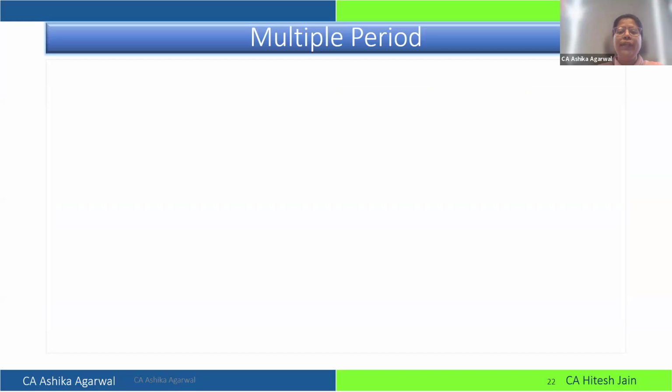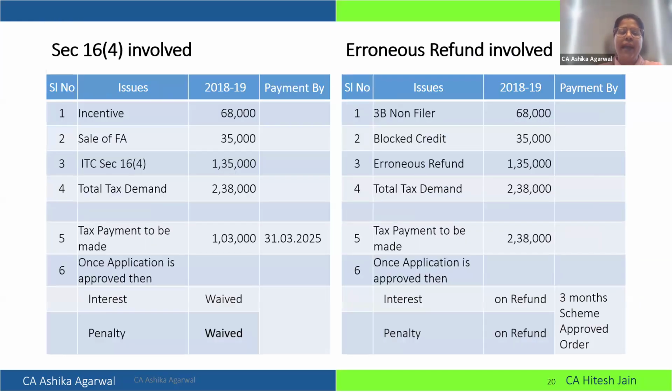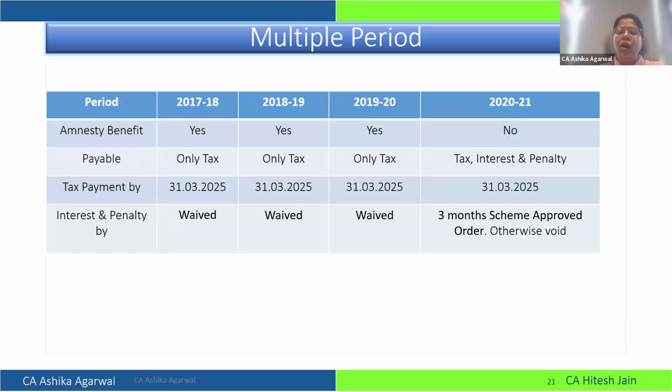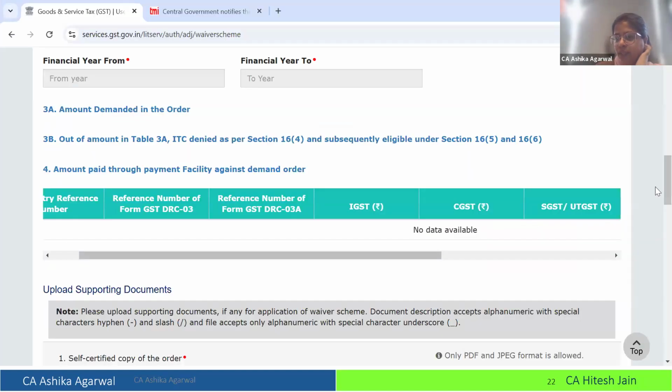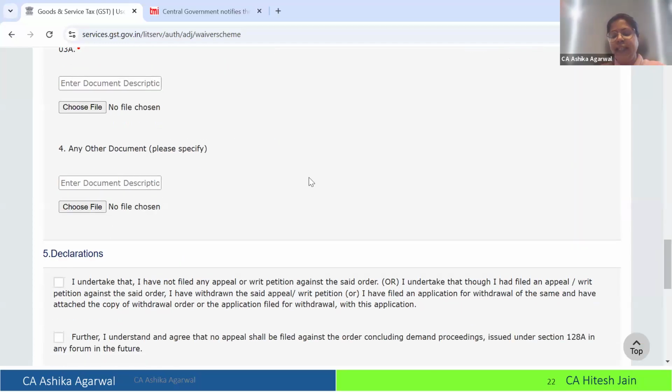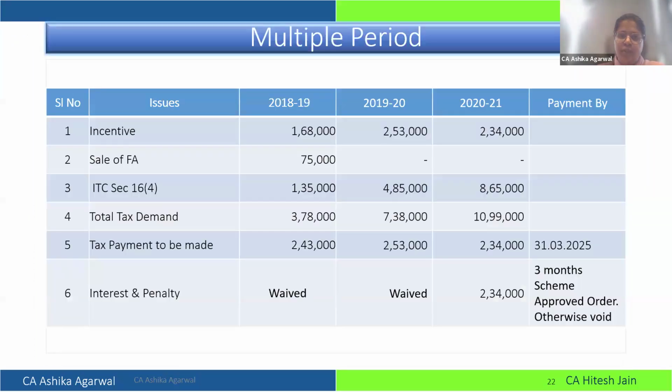Now, in this, one more point I want to highlight. If you have any issue for which you are eligible for 16(4), or an issue which is outside, like earnest refund, or a period which is outside the scheme, I will advise drafting one letter, one small representation, and uploading it as any other document, stating the facts, basically, that for the period involving this, this is the total demand, divided into the periods also, 18-19, 19-20, 20-21. This much belongs to 16(4), minus 16(4), this much comes under the tax waiver.